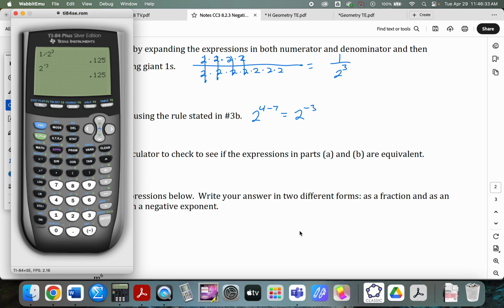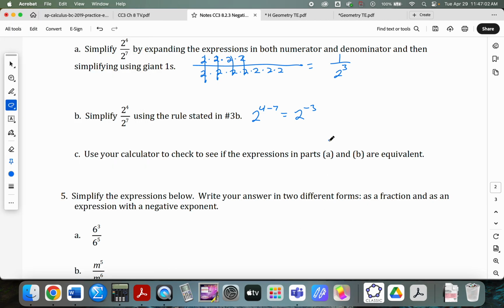Okay, so here's the thing, and this actually causes a lot of problems in future math classes. People think that a negative exponent makes your answer negative. It does not. The negative exponent basically says this belongs in the denominator instead of the numerator, or if it's already in the denominator, that it belongs in the numerator. Okay? TI-84.